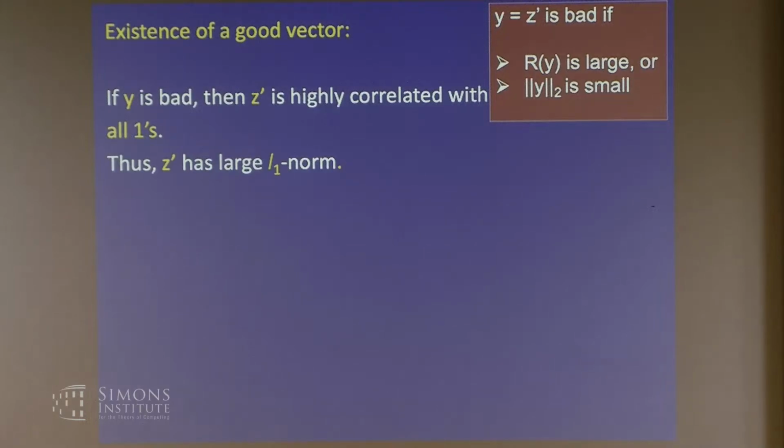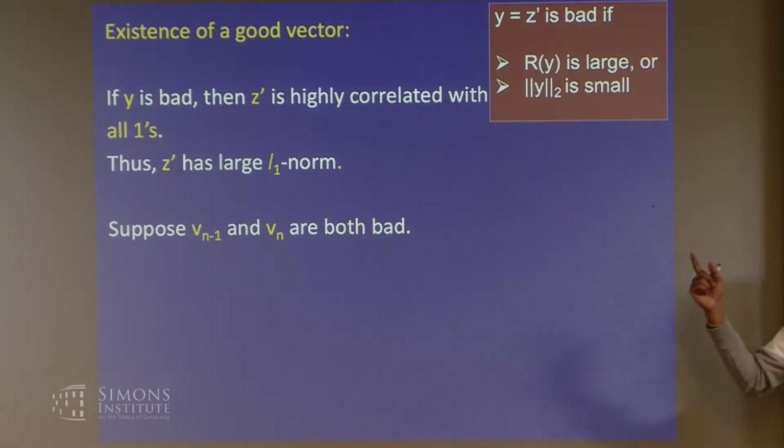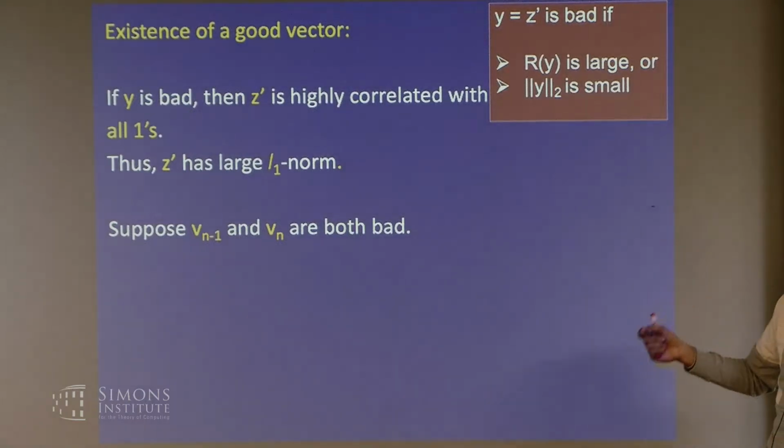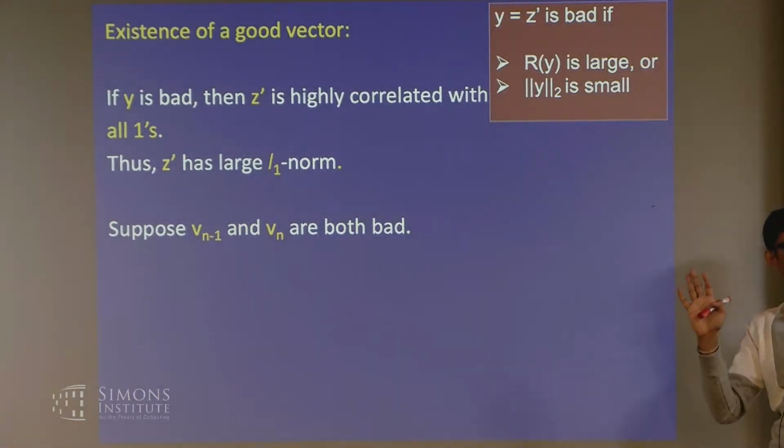All right. So in this situation, since z prime is highly correlated with all ones, z prime should have a large L1 norm. It's around 1 over root n in every single coordinate, so it has a large L1 norm. Okay. So suppose you're looking at the last two eigenvectors, with Rayleigh quotient close to 2, and suppose they are both bad. If any of them is good, you are already done.